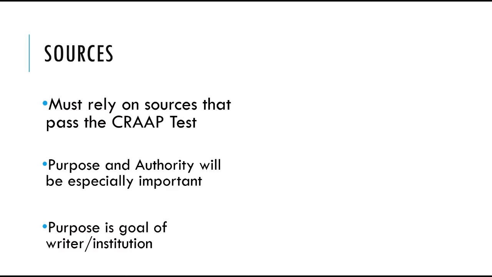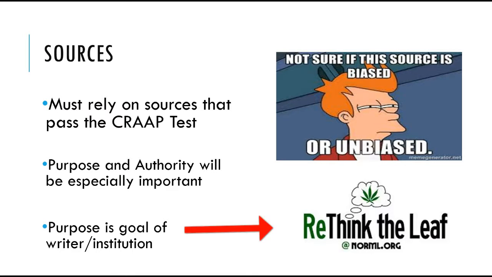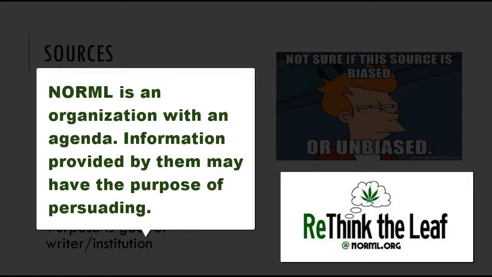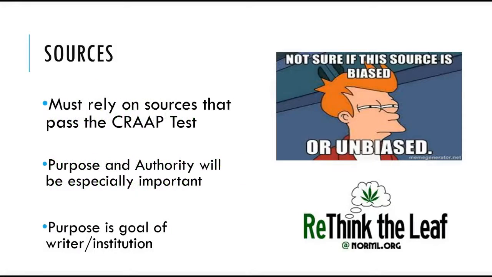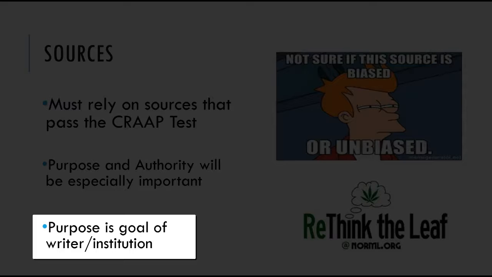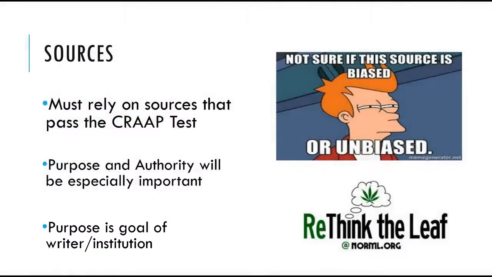So remember, purpose is the goal of the writer or institution. You want to make sure that you have a source that isn't biased or isn't trying to push some sort of agenda. Just to give you an example, if you're doing a speech on, say, legalization of marijuana, this particular organization constantly fights for legislation that would pass the legalization of marijuana. So obviously they have a particular agenda. That doesn't mean that everything that they say is wrong, but they are probably going to point you in a particular direction to help their case. So you want to rely more on sources that have a purpose, like I said before, that is journalistic or informative, and authority, again, credible sources.